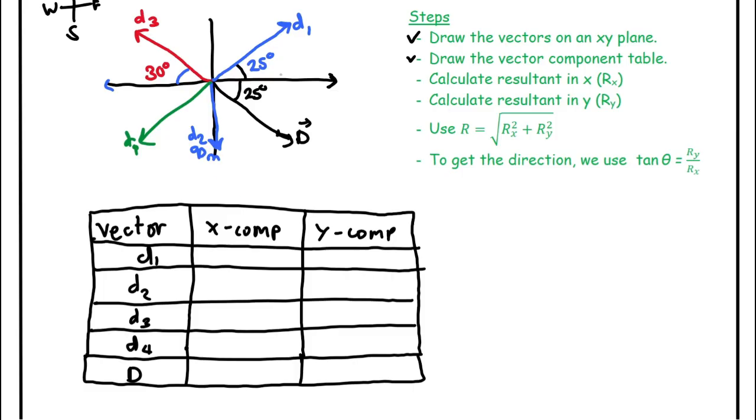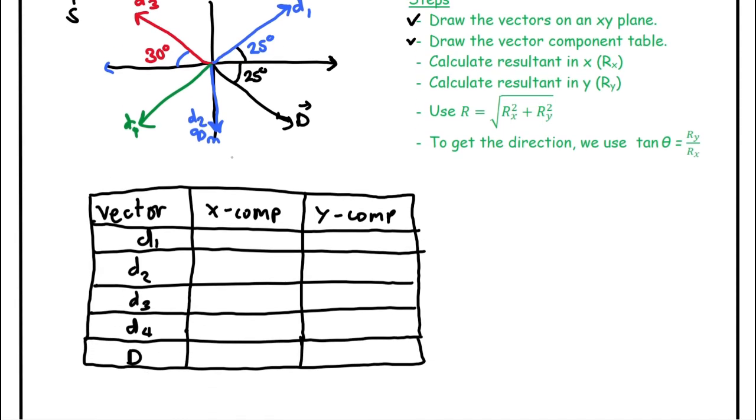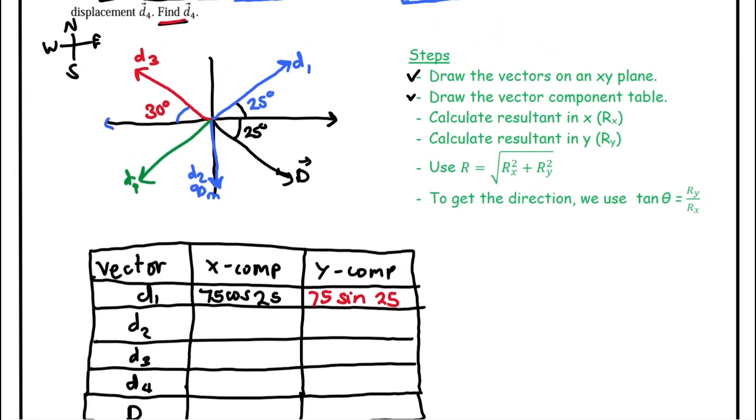Now let's get all the angles and the components. So the x component of d1, what's the angle? Remember, the angle is measured from the positive x-axis. What was the magnitude of d1? d1 was 75 meters, so that's 75 cos 25, making our y component 75 sin 25.